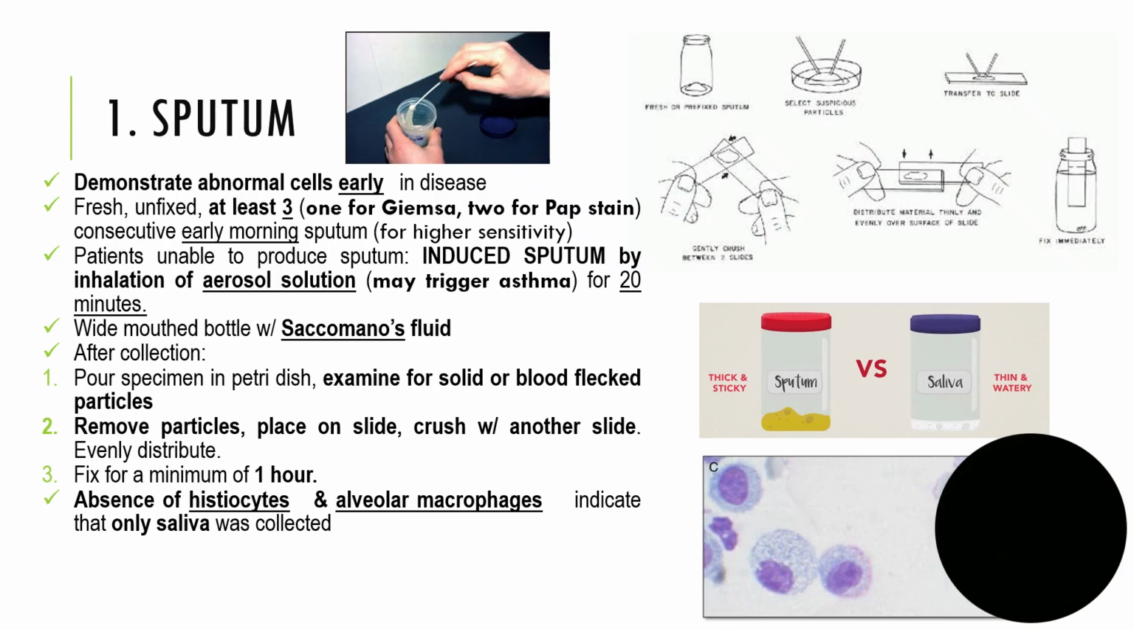Here is a critical quality control point. If you examine the smear and see no histiocytes or alveolar macrophages, this is a red flag, because their absence indicates that only saliva was collected, not sputum from the lower respiratory tract. Such a specimen is inadequate and should be rejected and recollected.